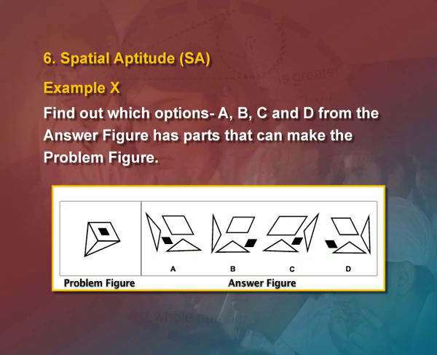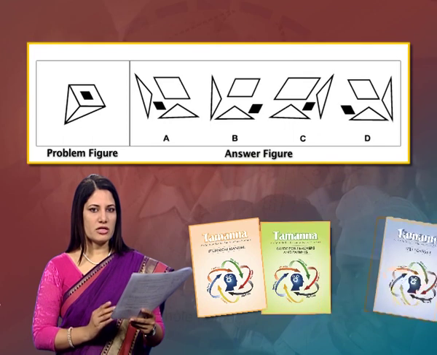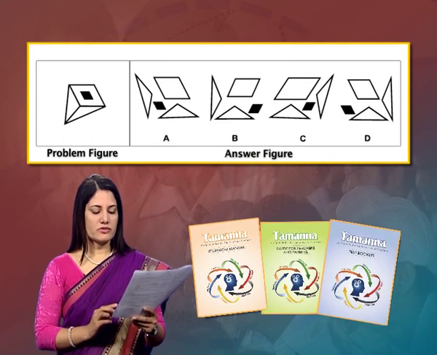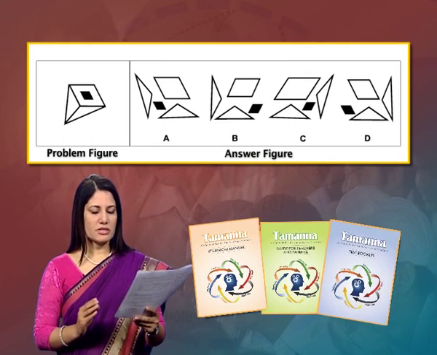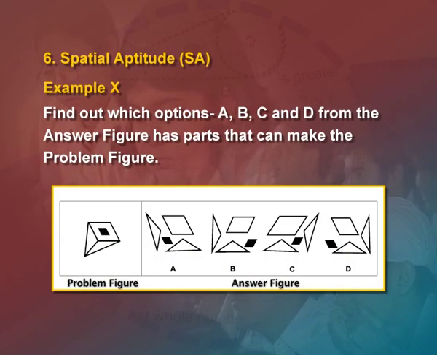As you can see on this slide, spatial aptitude example: find out which option A, B, C or D from the answer figure has parts that can make the problem figure. If you see on your left hand side, there is a box given and we have four options A, B, C and D. The student has to find out which option from the answer figure completes the problem figure.